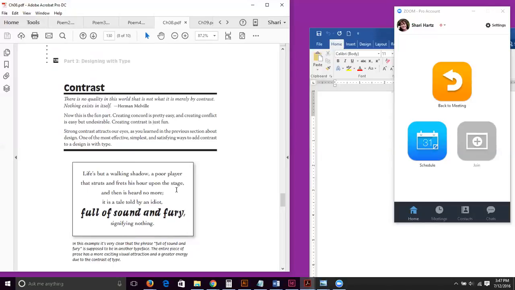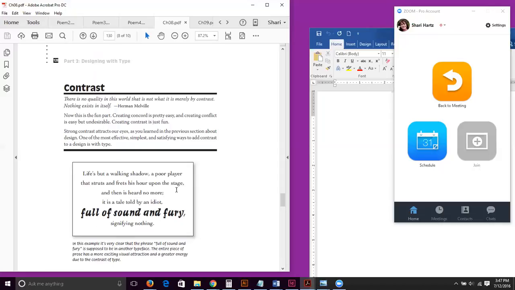So when we look at our little card here, any idea what they wanted you to notice? Full of Sound and Fury. Yeah, I think it's pretty clear. We're going for Full of Sound. It's darker and it's larger. Yes. So I've done a lot to contrast it.